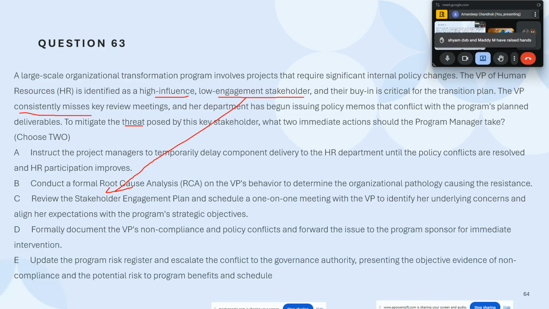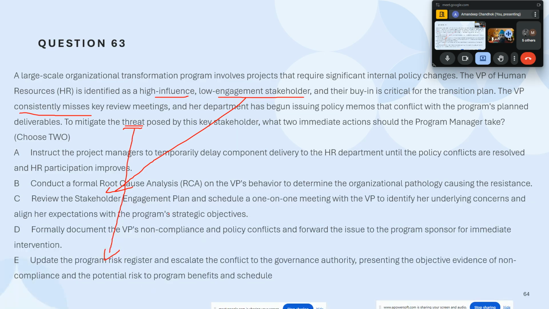So we have to be extremely careful with this. We're going to ensure that the engagement is back on. She cannot keep on missing the meetings. And is there a risk? Yes, we have identified this as a risk. So when it's a risk, where do we go? We go to the risk register.